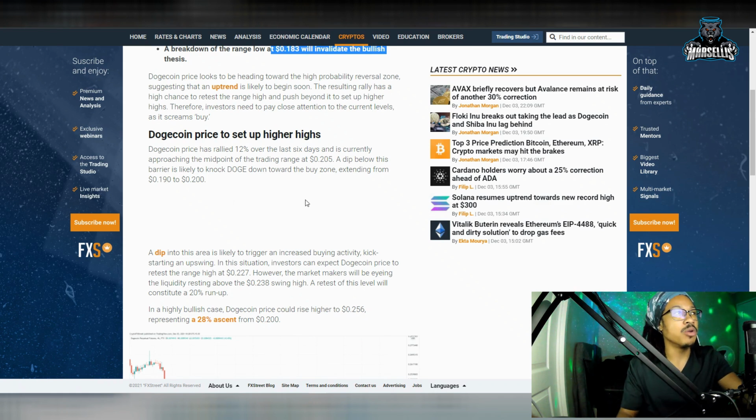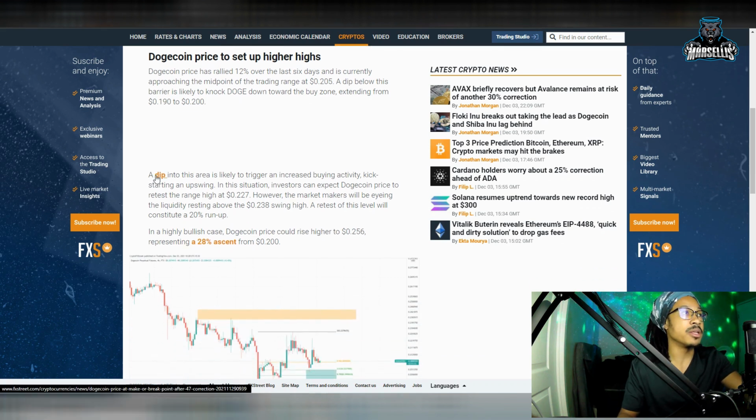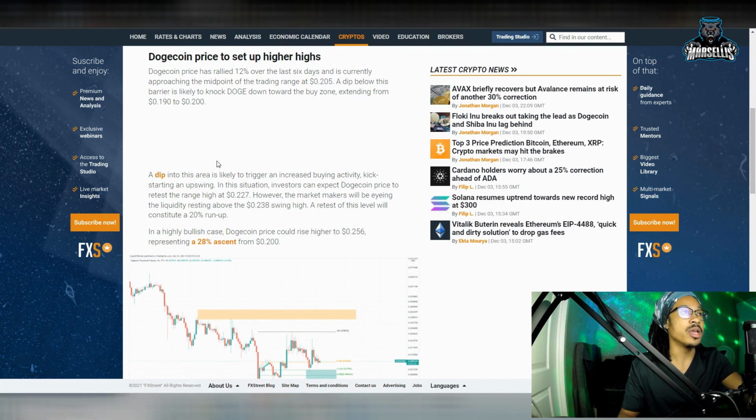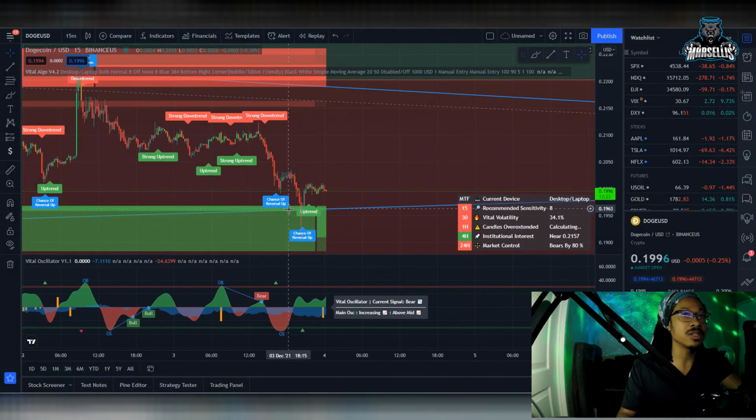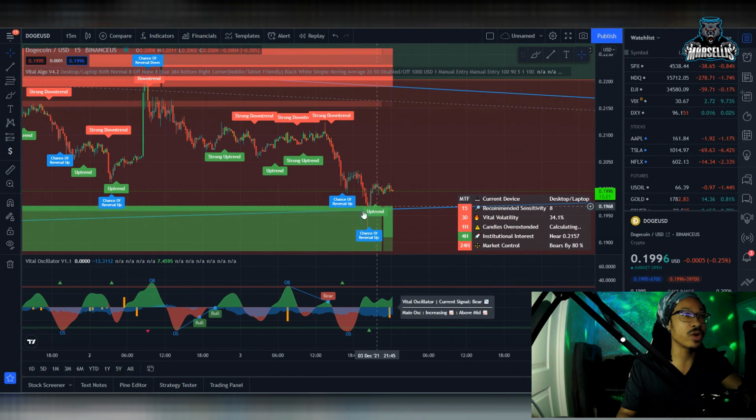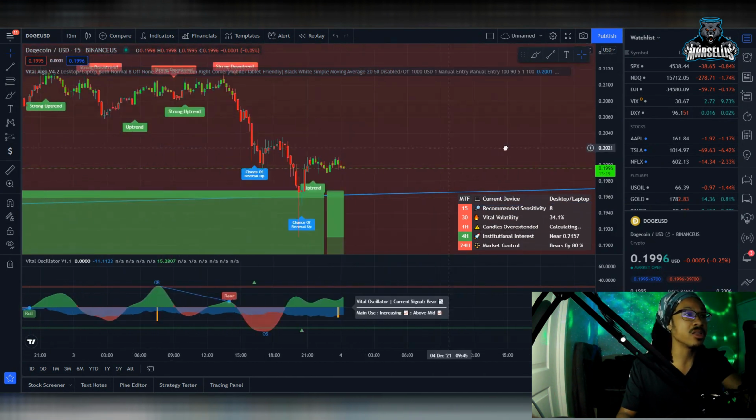So, a dip below this barrier is likely to knock Doge down toward the buy zone, extending from 19 cents to 20 cents, which is pretty much what we're doing now. We already broke down below that, so we're around 19 cents to 20 cents. A dip into this area is likely to trigger increased buying activity. And that's exactly what's happening. As soon as we had that dip that they're talking about into this 19-cent range, it went straight into our supply and demand area, this green area here.